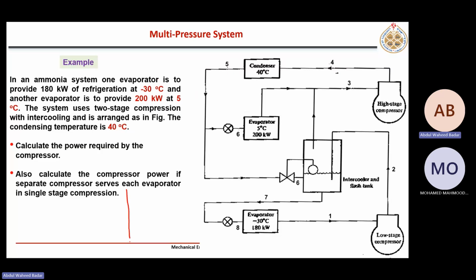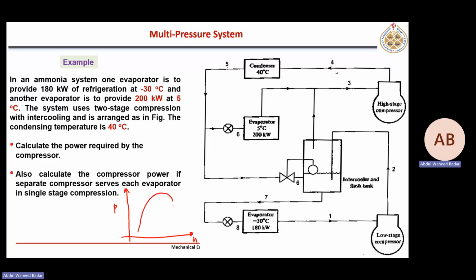Again, p-h diagram. 1 to 2, then 2 to 3 is cooling, then 3 to 4, another compression, 4 to 5, condensation. Now here 5 to 6, and 5 to 6. Same 6 means same pressure and temperature. And it is throttling, 5 to 6.